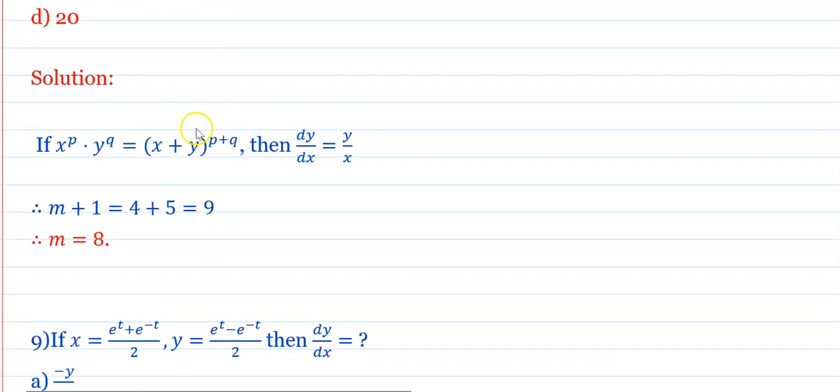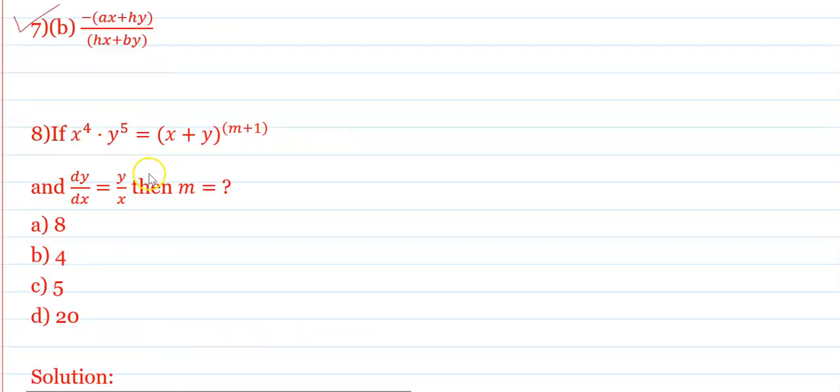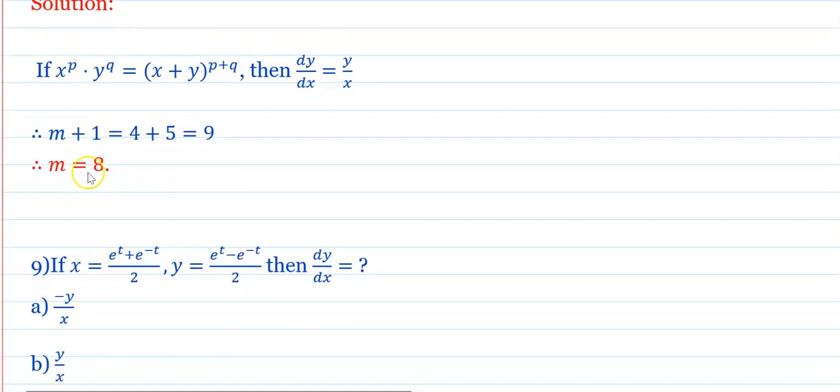आता एक स्टँडर्ड रिझल्ट आहे आतापर्यंत. अनेक प्रॉब्लेम्स यामध्ये सॉल्व्ह केलेले आहेत. माझे सायन्सचे देखील मी व्हिडिओज डिफरन्शिएशनचे टाकले, ते देखील तुम्ही बघू शकता. की x raised to p into y raised to q is equals to (x plus y) raised to p plus q. Then dy by dx is equals to y upon x. हे जेव्हा असं असेल, it means that this is the p plus q. Therefore m plus n, m plus 1. इथे काय दिलं त्याने आपल्याला, m plus 1 म्हणजे काय, 4 plus 5. m plus 1 is 4 plus 5, that is equals to 9.